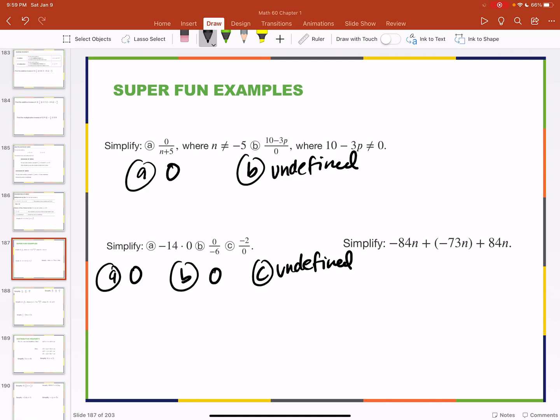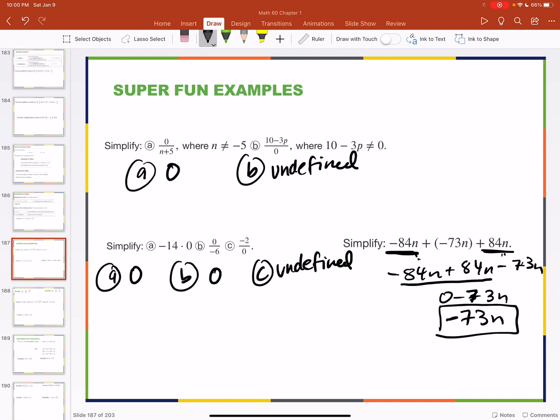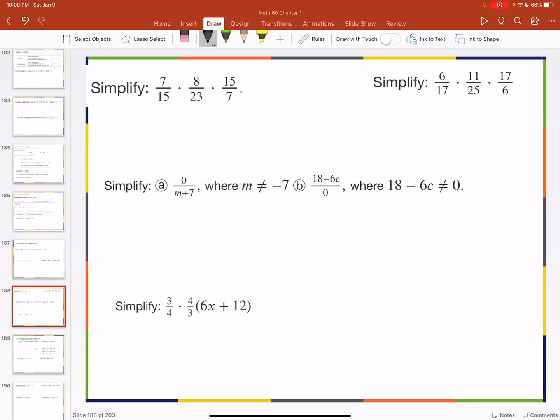Okay, it's really important. So let's look at this now. Let's simplify this problem. So here we notice that these are additive inverses of each other. So if I was to write this in a different way, okay, these two become 0. 0 minus 73n gives me just a negative 73n. All right. So we can continue to distribute.